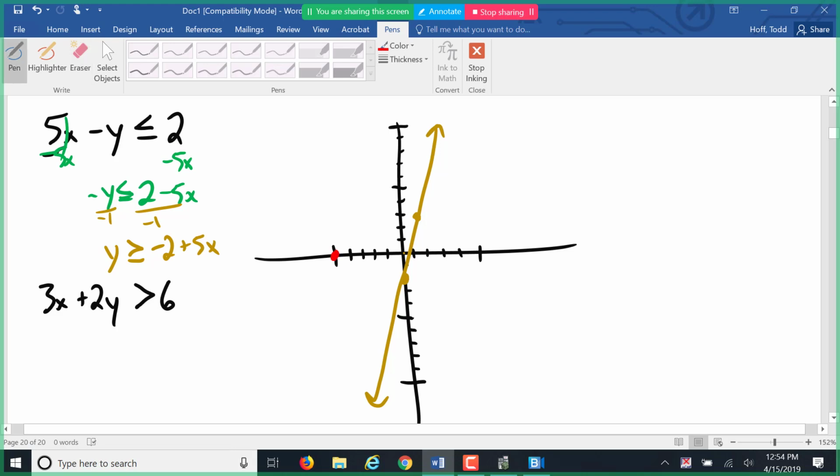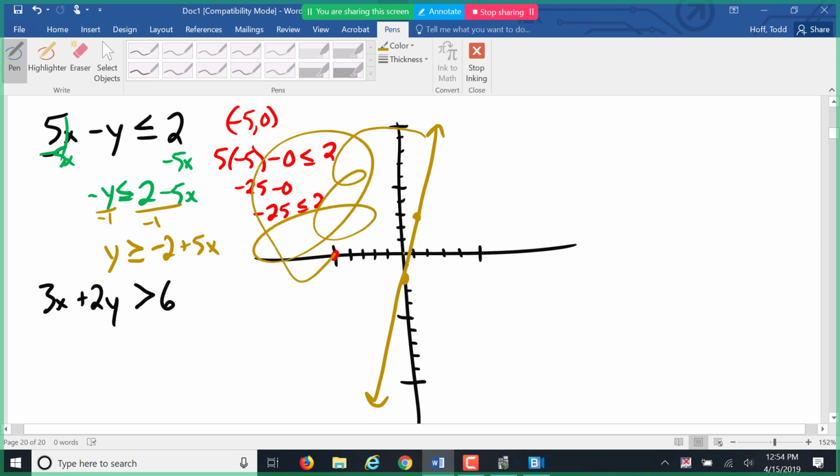I'm going to use the point negative 5, 0 as a test point. Let's try that out. So if x is negative 5, is that less than 2? Well, 5 times negative 5 is negative 25. Negative 25 minus 0 is negative 25. Is that less than or equal to 2? Well, it sure is. So that's saying that the solution here is on this side.